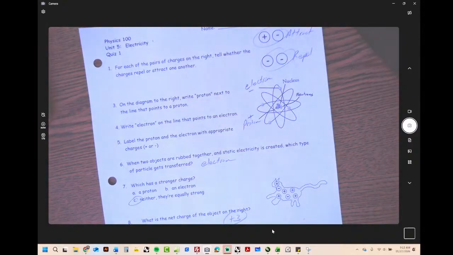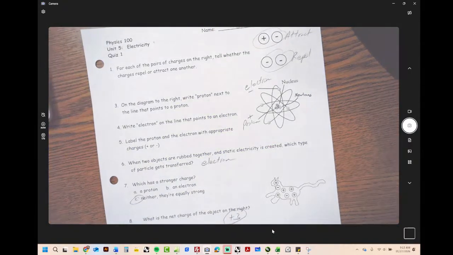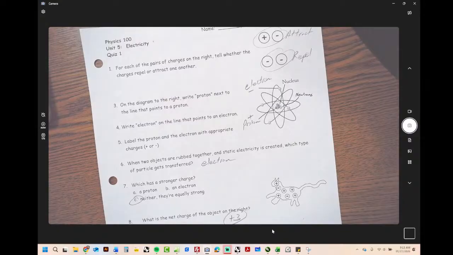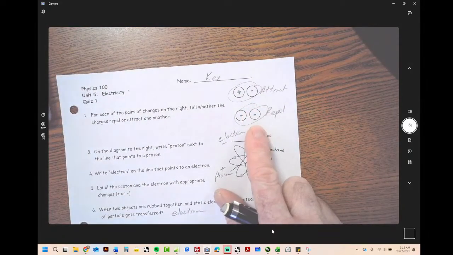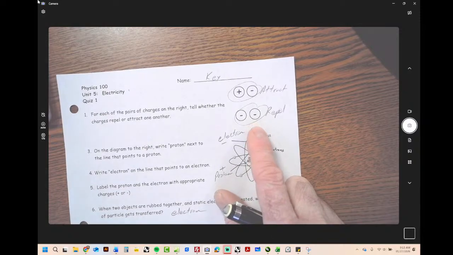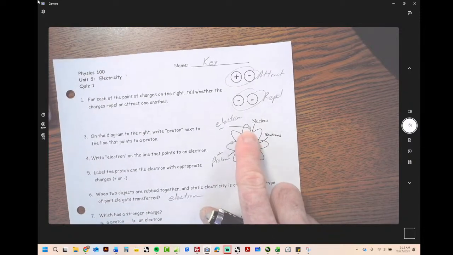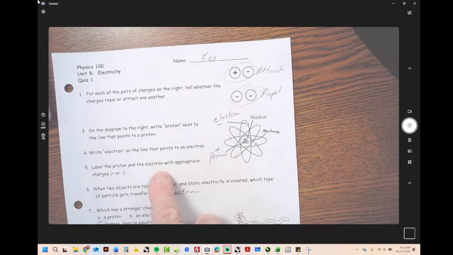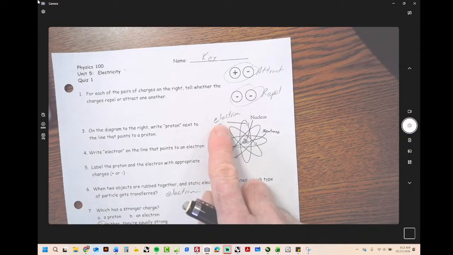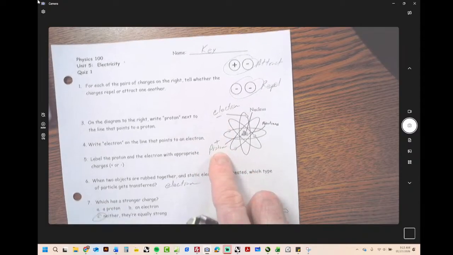Number one is just opposites attract and like charges repel. So the two up on the top right, they attract one another, and these two repel one another. And in the picture, the electron is out here, the proton is one of these things in there, and for number 5, label the charges: electron's negative, proton's positive.